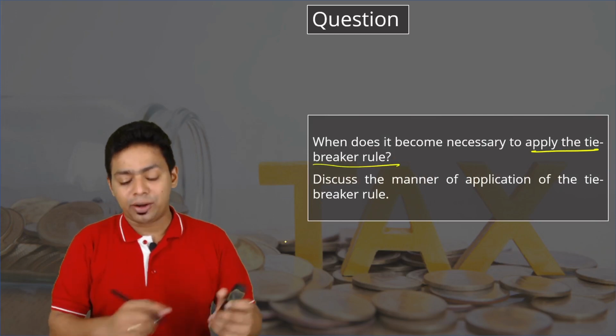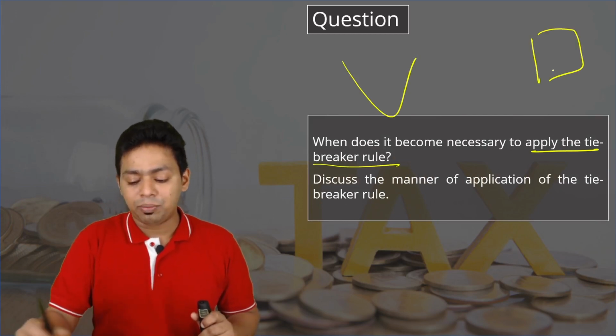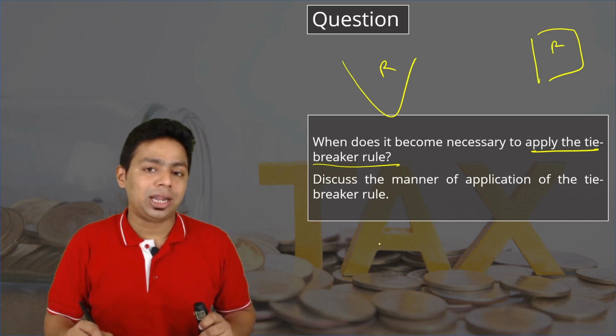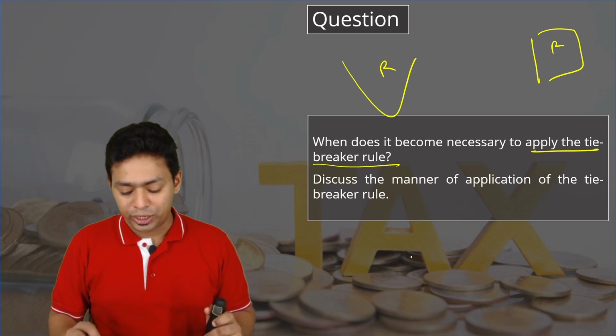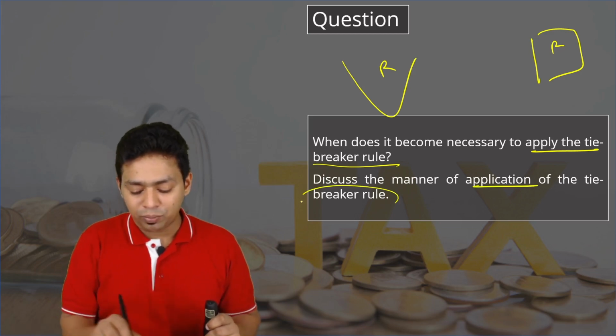When do we apply the tiebreaker rule? You know that whenever a person becomes a resident in both the contracting states, then we have to have a tiebreaker rule for individuals and corporates. Discuss the manner of application of the tiebreaker rule.